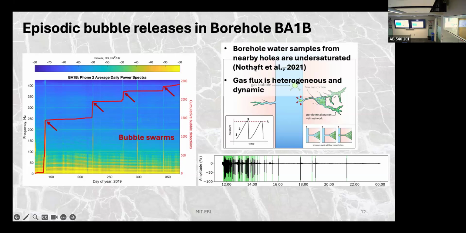That has a pretty big implication, because in many of the previous geochemical studies, people typically just sample the gas at one place and a specific time and then come to a conclusion. But here we are showing clearly that the gas flux is dynamic in time and also heterogeneous in space, since the gas bubbles are only injected at one point in the borehole, not at other points.